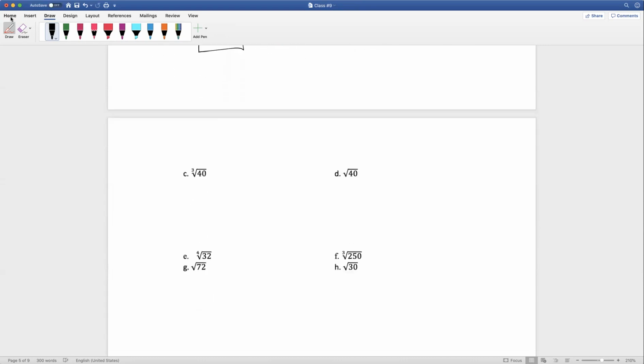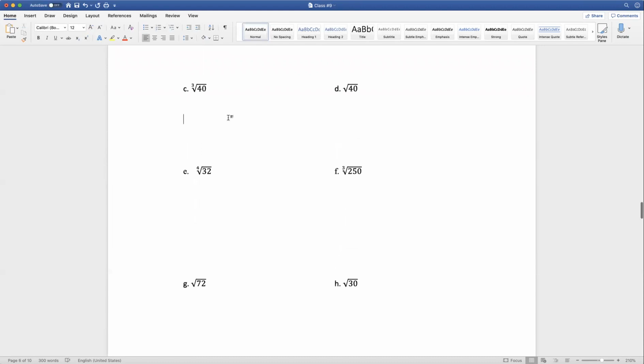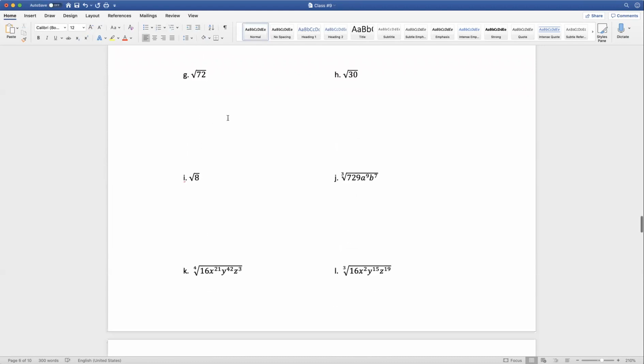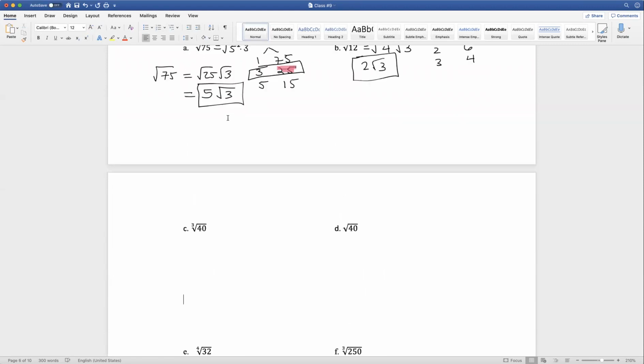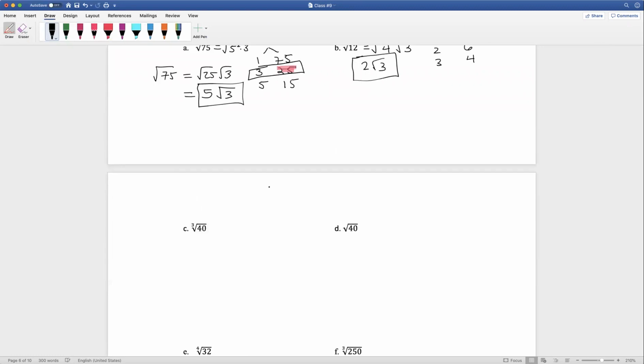Okay, let's take a look at a bunch more of these. Here are some other good examples over here. Let's take a look at the cube root of 40. What does it mean for us to simplify the cube root of 40? Now our index has changed. So now instead of looking for perfect squares, we're looking for perfect cubes.